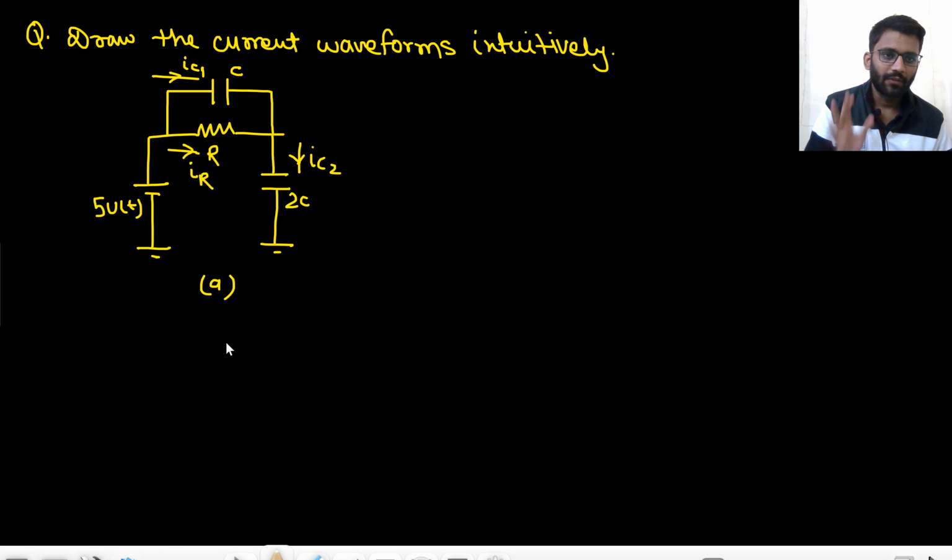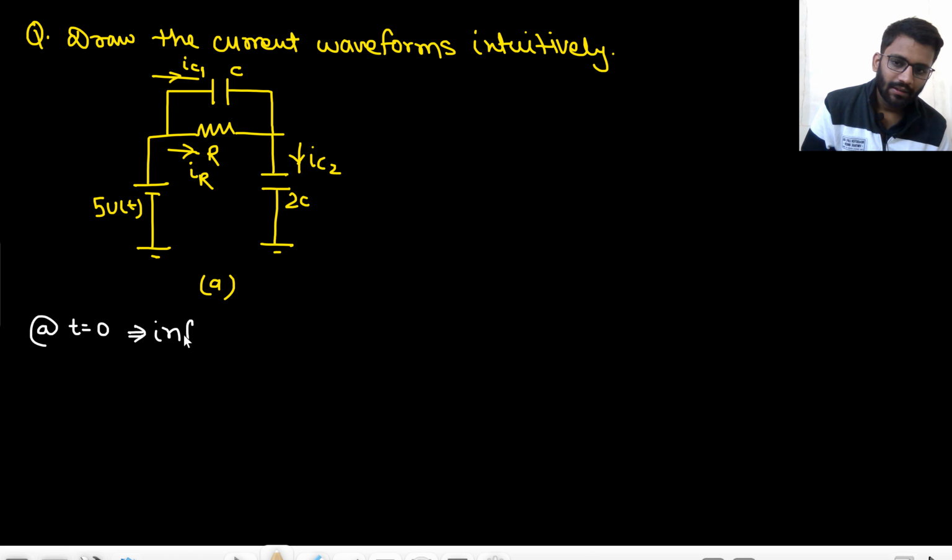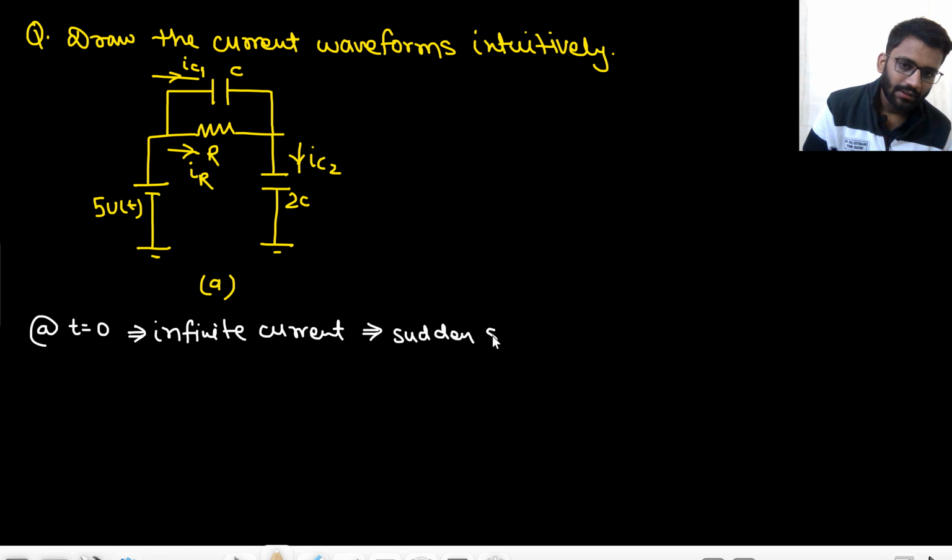I hope you know the voltage waveform, right? So tell me at t equals to 0, what happens? This C will be shorted, this 2C will also be shorted. So there will be infinite current, right? There will be infinite current flowing. And if there is infinite current, that means sudden change in capacitor voltage.